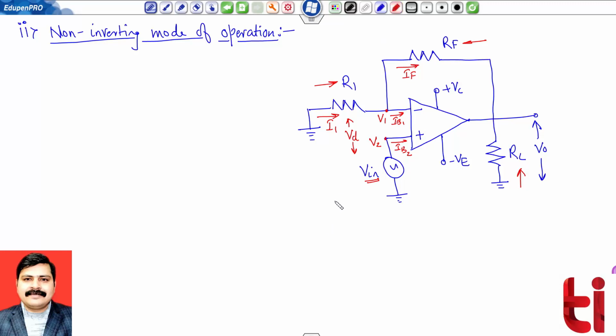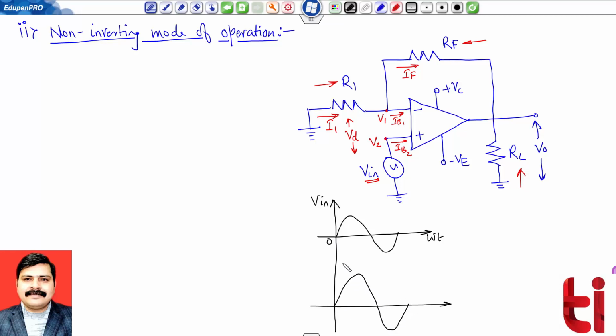So first let us check their input and output waveform for better understanding. If this is my input signal Vin of some magnitude, then I will have the output as an amplified version of my input. This is the amplified version V naught. Interesting part over here is both are in the same phase, so phi will be 0 degrees. That means there is no phase shift between input and output.